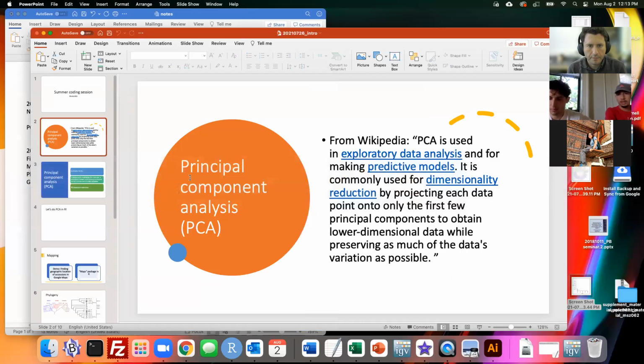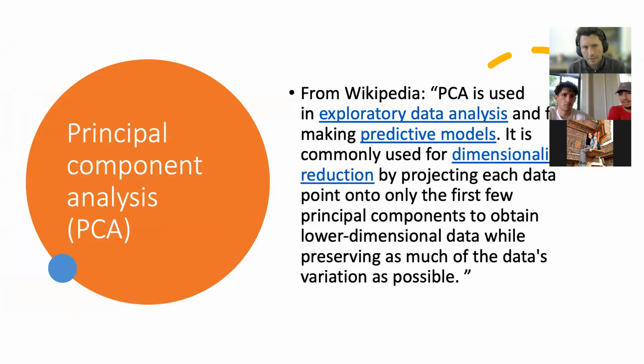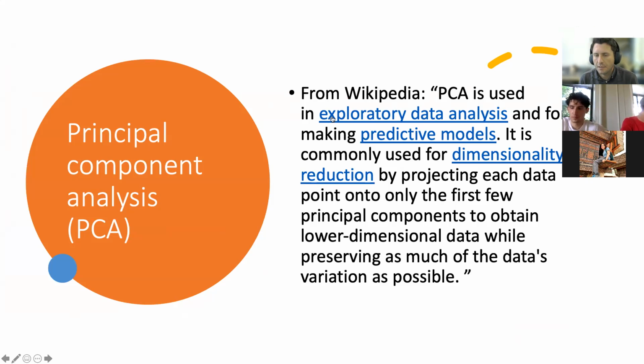So, we discussed PCA, and if you look up PCA in Wikipedia, you'll get a definition like this, which is kind of difficult to understand, but what matters is this phrase, dimensionality reduction. So you're trying to reduce the number of the dimensions in your data.